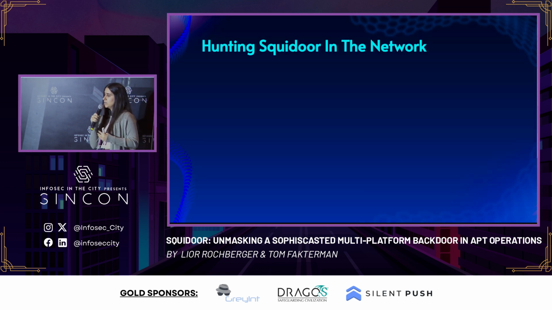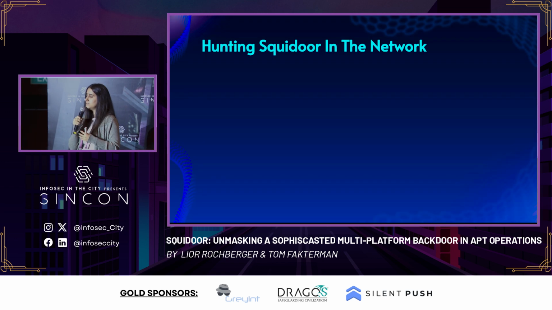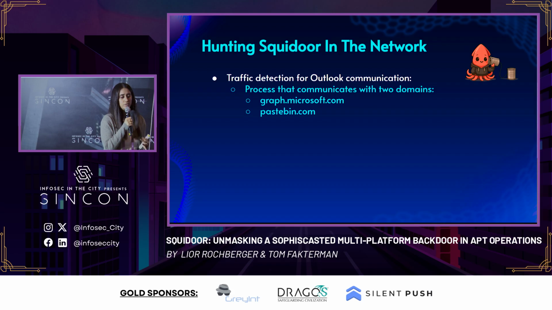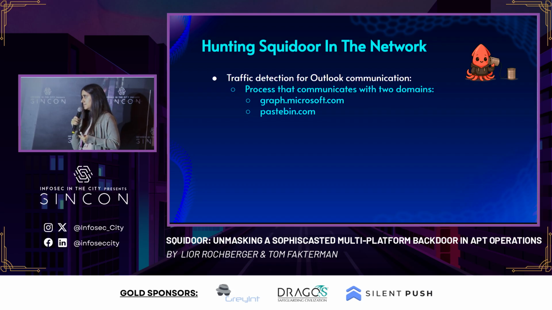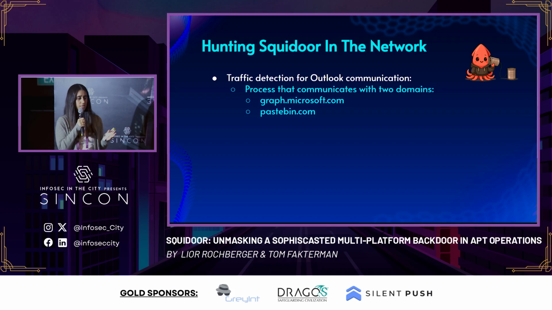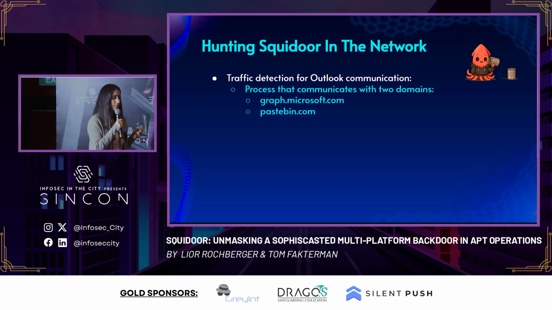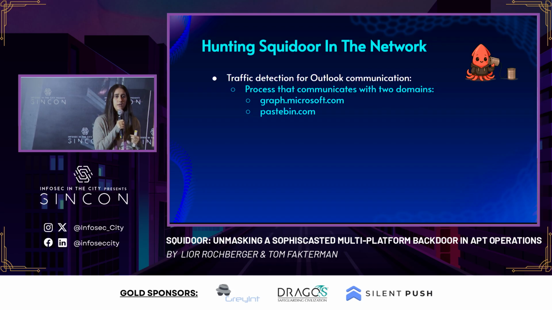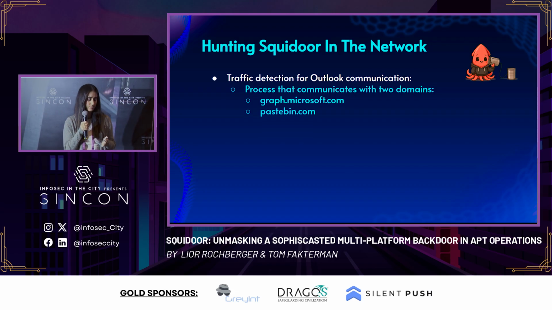Besides our VirusTotal discoveries, we also identified several effective ways to hunt for Squidoor activity in the network. The first methods involved Squidoor's Outlook communication methods. We found it effective to look for non-browser processes that communicate with both graph.microsoft.com and Pastebin. This unique combination is a strong indicator for Squidoor activity.